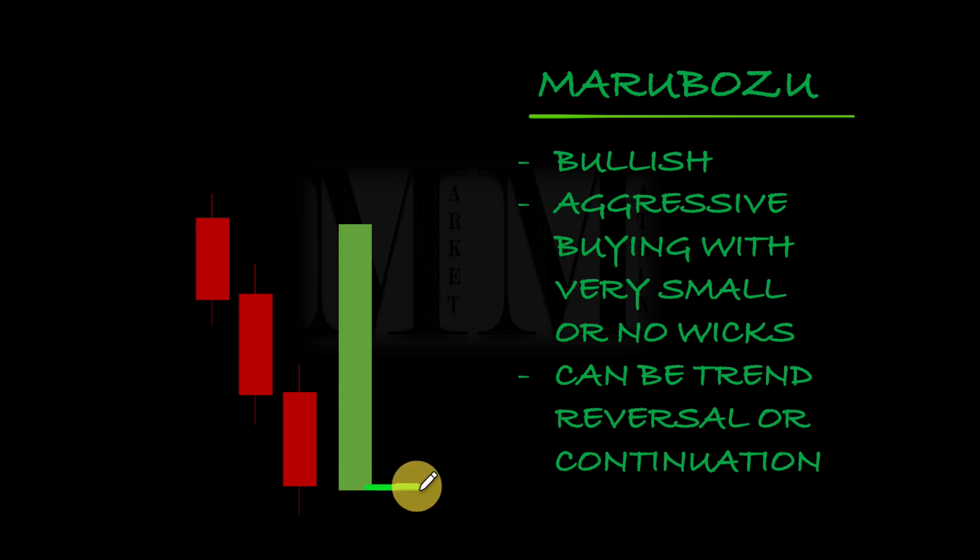The price managed to open over here. The bulls bought it up. And that whole hour, basically bulls were buying. And it closed all the way at the top. So this is a bullish candle. It shows aggressive buying. Again, small, little or no wicks. So you might have a wick like this or a wick like this. Very small or none at all. And this can be a trend reversal or a continuation candle.